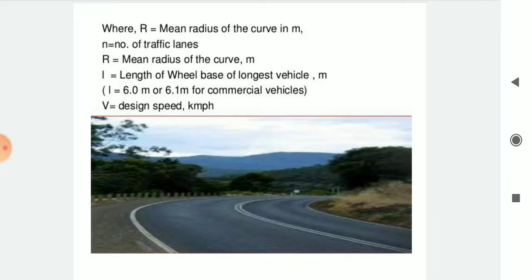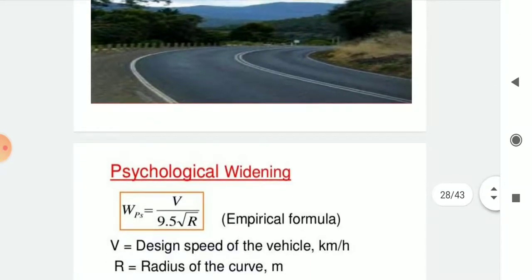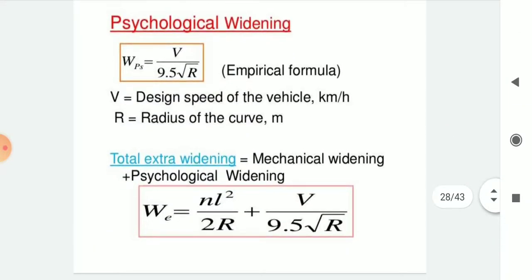R is the mean radius of the curve in meters and l is the length of wheelbase of the longest vehicle in meters. l is equal to 6.0 meters or 6.1 meters for commercial vehicles, and V is nothing but the design speed in kilometers per hour. Then psychological widening: Wps is equal to V upon 9.5 square root of R. That is an empirical formula, where V is the design speed of the vehicle in kilometers per hour and R is the radius of the curve in meters.